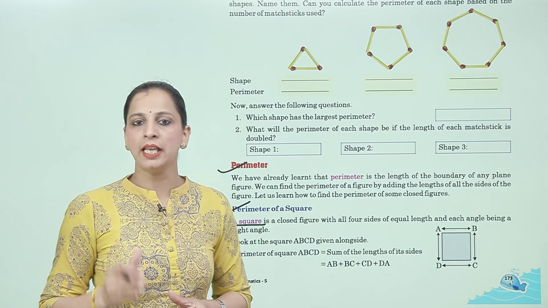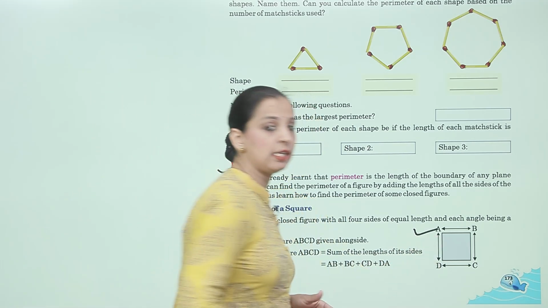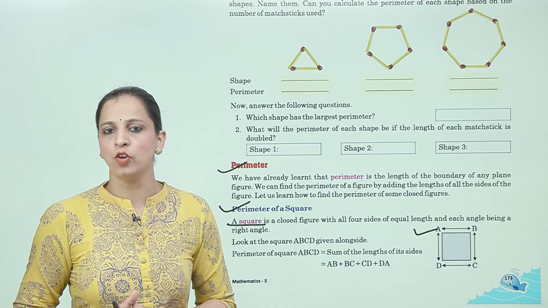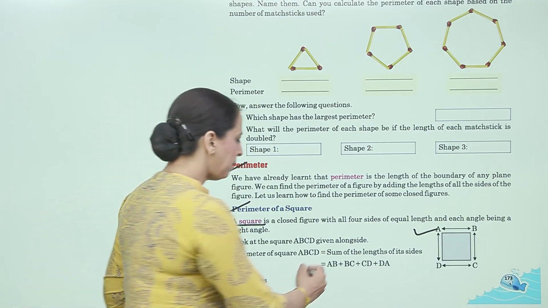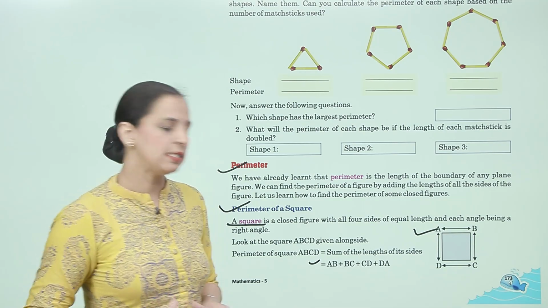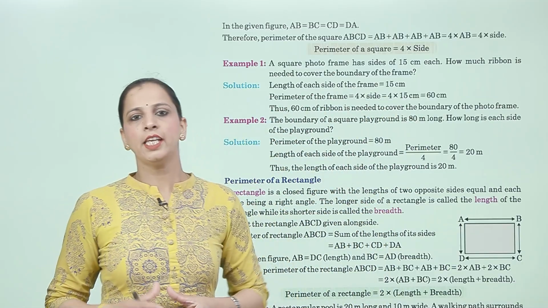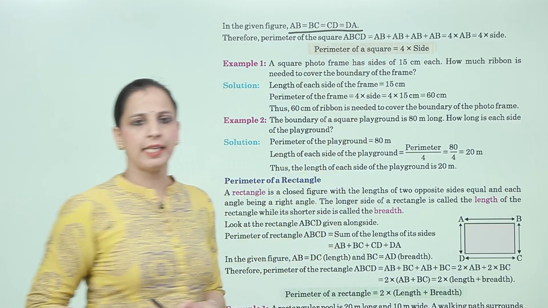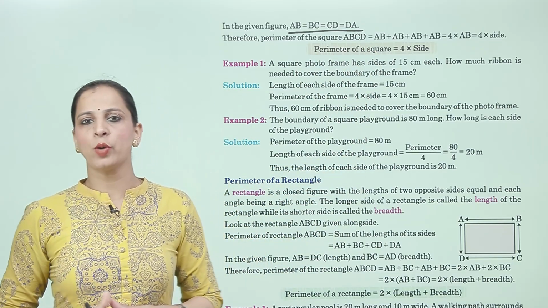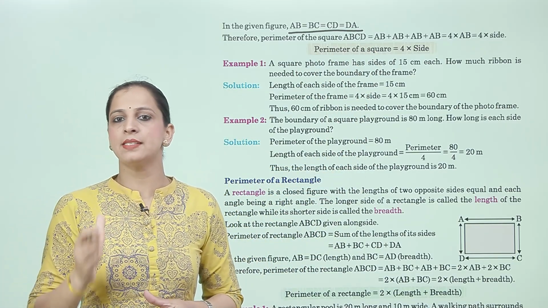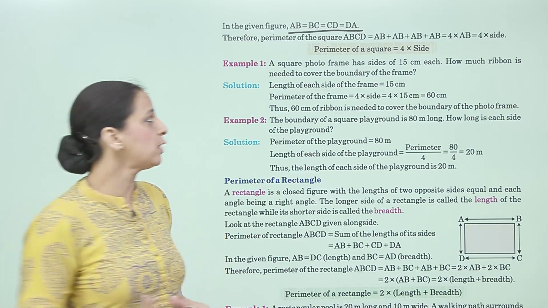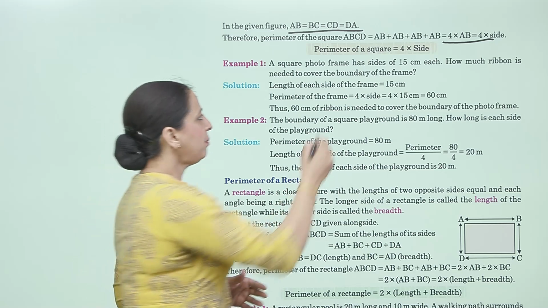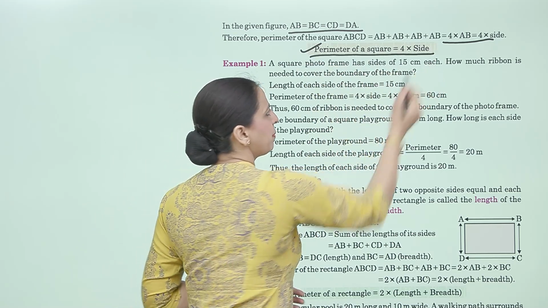Look at the square ABCD given alongside. Perimeter of square ABCD is equal to the sum of the lengths of its sides, that is AB plus BC plus CD plus DA. In the given figure, AB is equal to BC is equal to CD is equal to DA. Therefore, perimeter of the square ABCD is AB plus AB plus AB plus AB, that is 4 times AB or 4 multiplied by side. So, perimeter of a square is 4 multiplied by side.